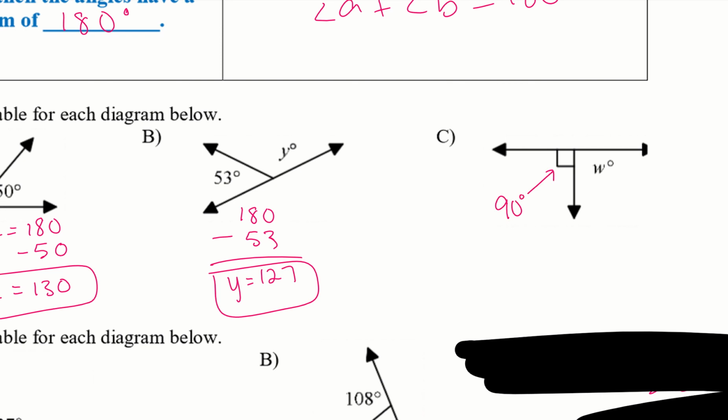Alright, C, remember this box thing is 90 degrees. That shows that it's a right angle. A nice thing to remember is that 180 minus 90 is 90. So if one half of it is 90 degrees, the other half will also be a 90 degrees angle. So W equals 90 degrees.